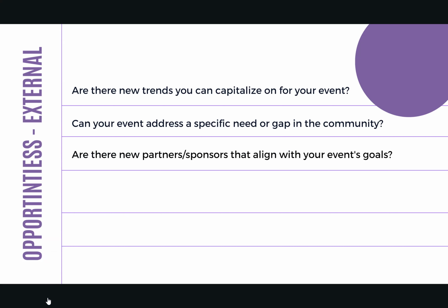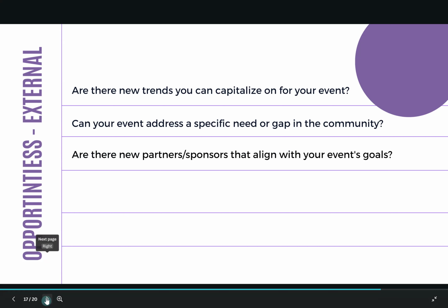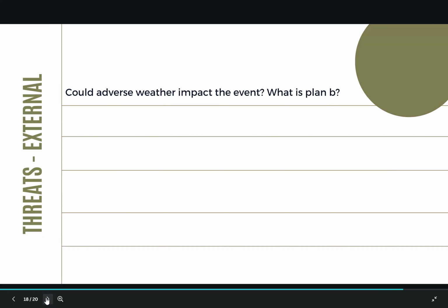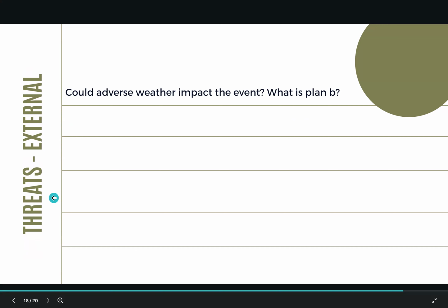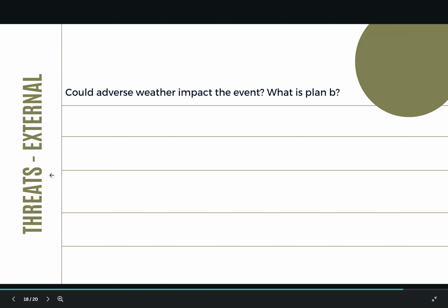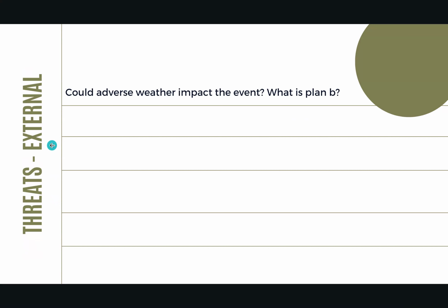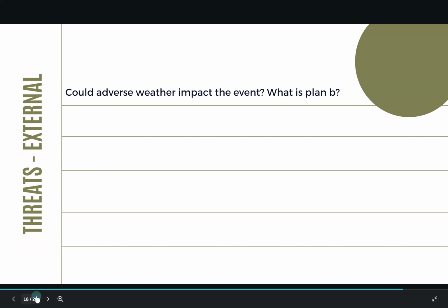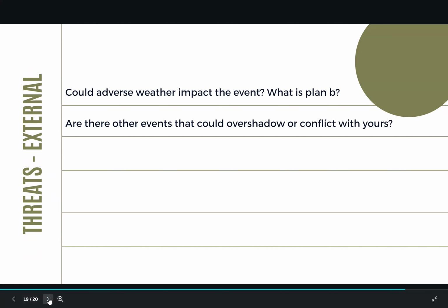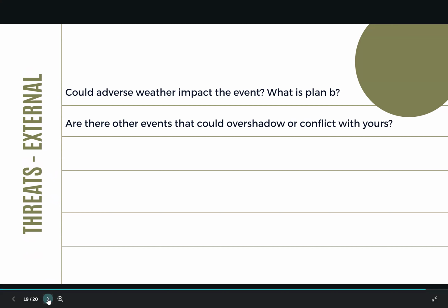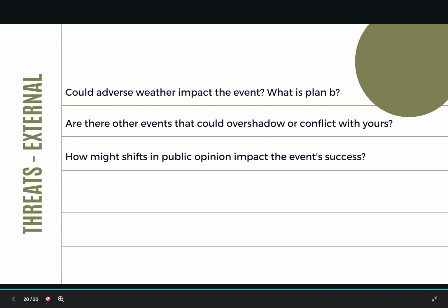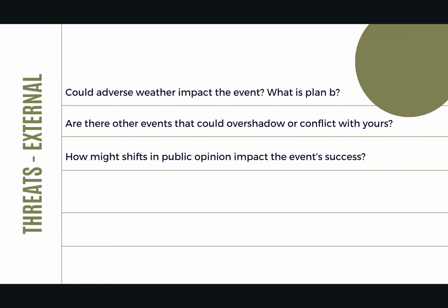Now, let's look at some of the threats, some of the things that we need to compensate for or make sure we're aware of before we actually go into this. Again, these are external to your business, not internal, but in your community, in your environment. Could adverse weather impact the event? Do you have a plan B in case it's not a beautiful day? Are there other events that weekend or when you're having your event that could overshadow or conflict with yours? How might shifts in public opinion impact the event's success?